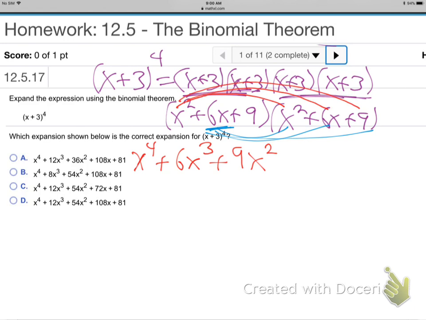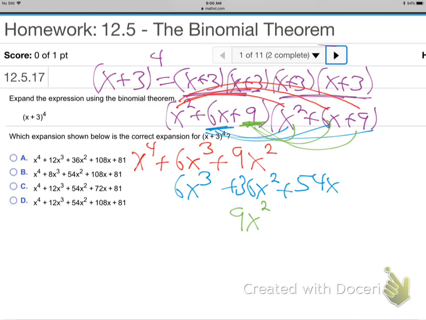So 6x times x squared, 6x cubed. Put it under the other x cubed. 6x times 6x, 36x squared. And then 6x times 9, 54x. So I'm keeping things lined up. X to the fourth, x to the third, x squared, regular x. Lastly, I'm going to take the 9. He's going to go to all three. 9x squared, 54x, 9 times 9, 81 gets its own column. There we go.